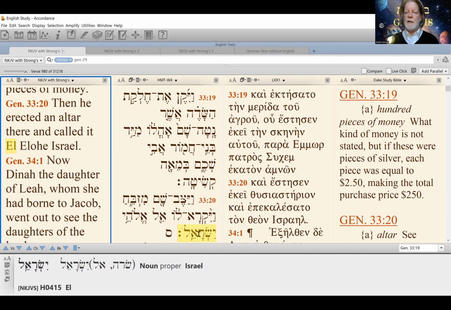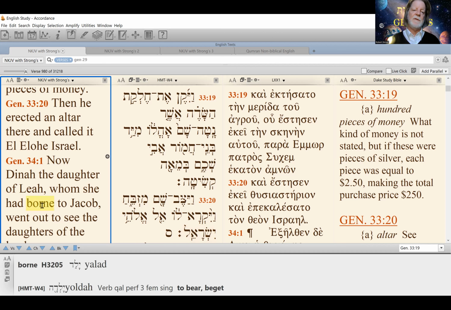Now, in this context, the God of Israel means the God of Yaakov, whose name was changed to Israel. So it's just saying he built an altar to his God. But eventually, throughout the Bible, El Elohe Israel means the God of the whole family, which will eventually become a whole nation and continues as a nation today. So El Elohe Israel, El, the God of Israel. And that brings us to the end of the chapter.